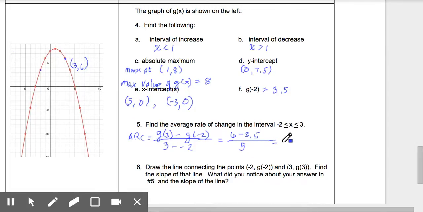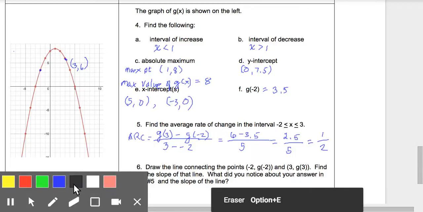And we simplify this further. 6 minus 3.5 is 2.5 over 5. Now 2.5 is half of 5. So we'll just say this is the same as 1/2. Okay. Now for the last one, number 6, draw a line connecting the points (-2, g of -2) and (3, g of 3). So we want to connect these points.